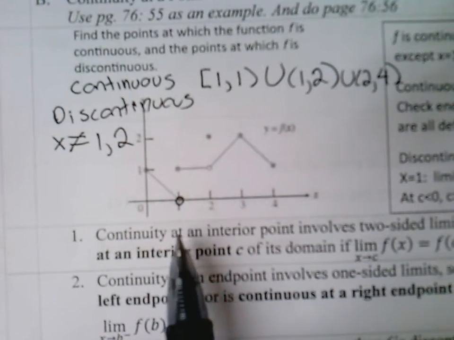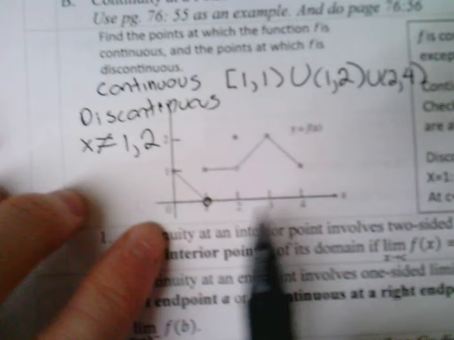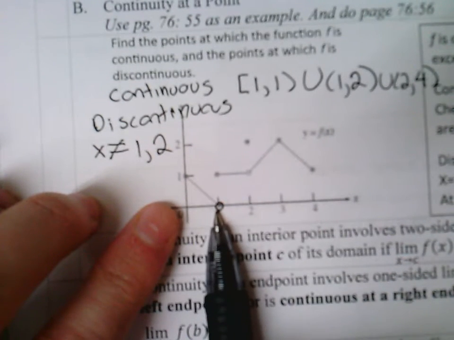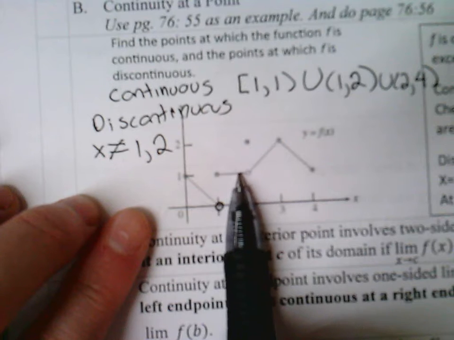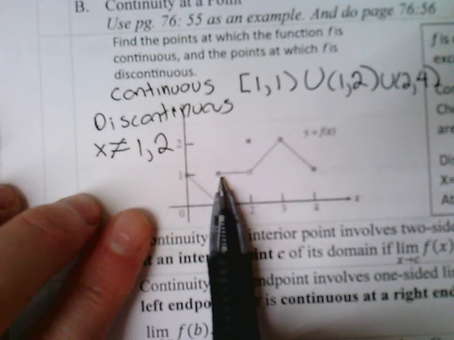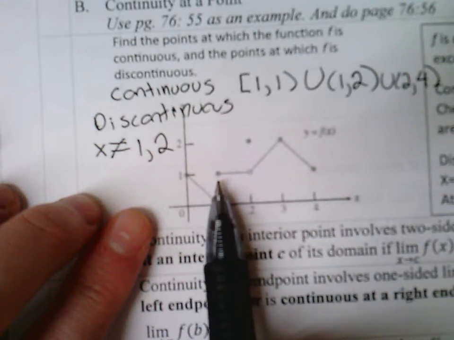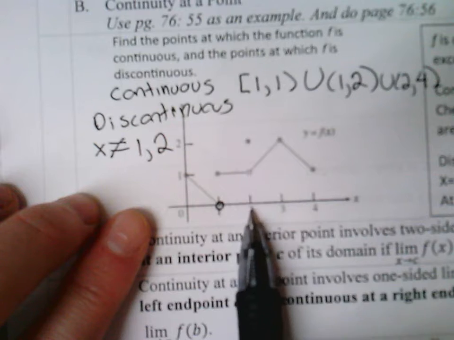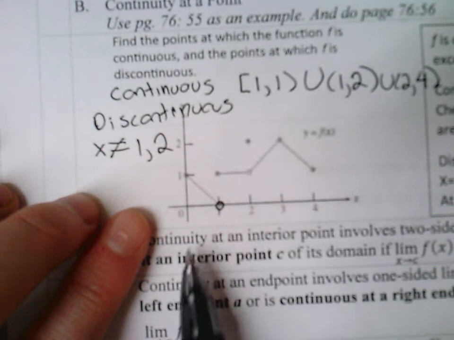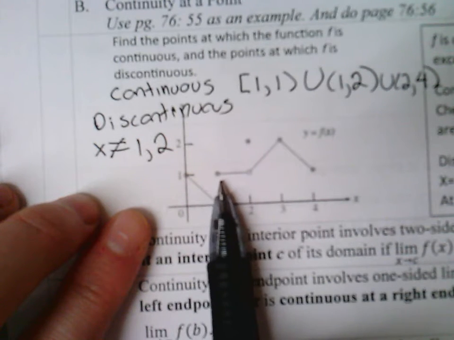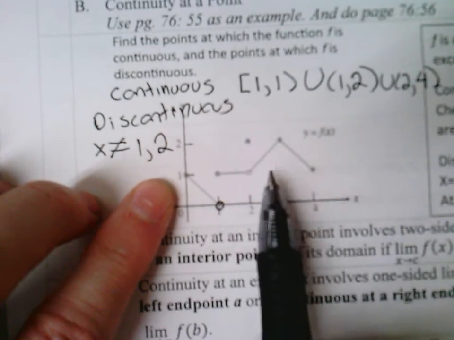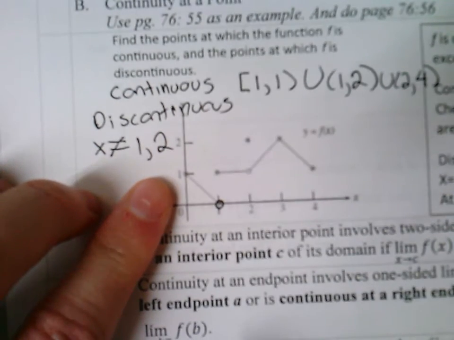Let's see if there is a limit at x equals 1. The limit on the left-hand side of 1 is 0. The limit on the right-hand side of 1 is 1. So that limit does not exist. The next discontinuity we're going to look at is here at 2. So let's look at the limit. The limit as x approaches 2 on the left-hand side is going to be 1. The limit as x approaches 2 on the right-hand side is also going to be 1.